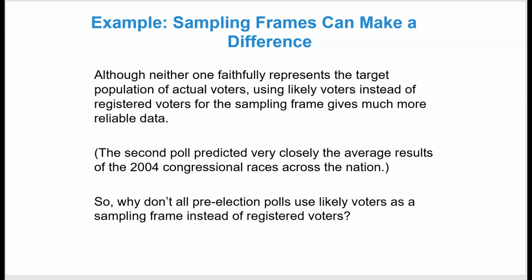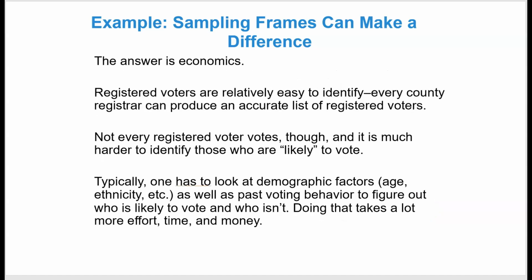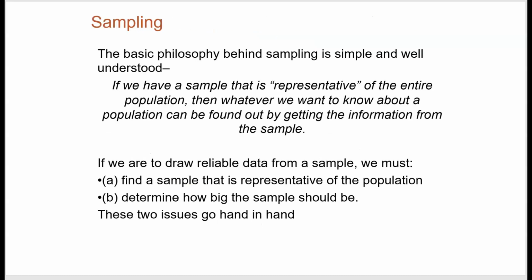So again, why don't we just always ask the best people, the likely voters? The reality is it's really hard to find who's likely to vote. It's much easier to find the registered voters because they're registered. We have their information and we can ask them questions. So we have to remember that just because an ideal population is created, an ideal sample isn't always possible. And that really does affect those poll numbers that we read.